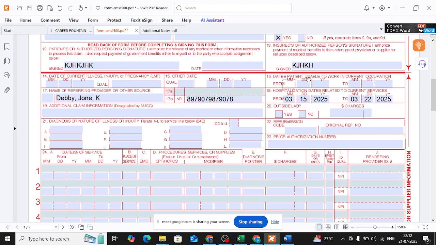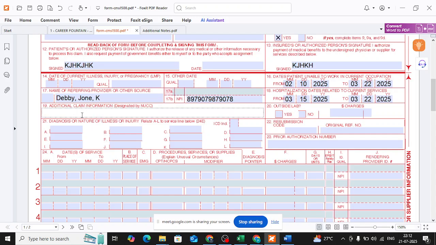Box number 16 is for the date patient is unable to work in current occupation due to the illness or injury. From how many days or months he is not able to work, those dates need to be entered into the application and it will go in this box. Maybe from February 10, 2025 he is not able to work, and current date is 3/22/2025. So this is about the date patient unable to work and hospitalization date.